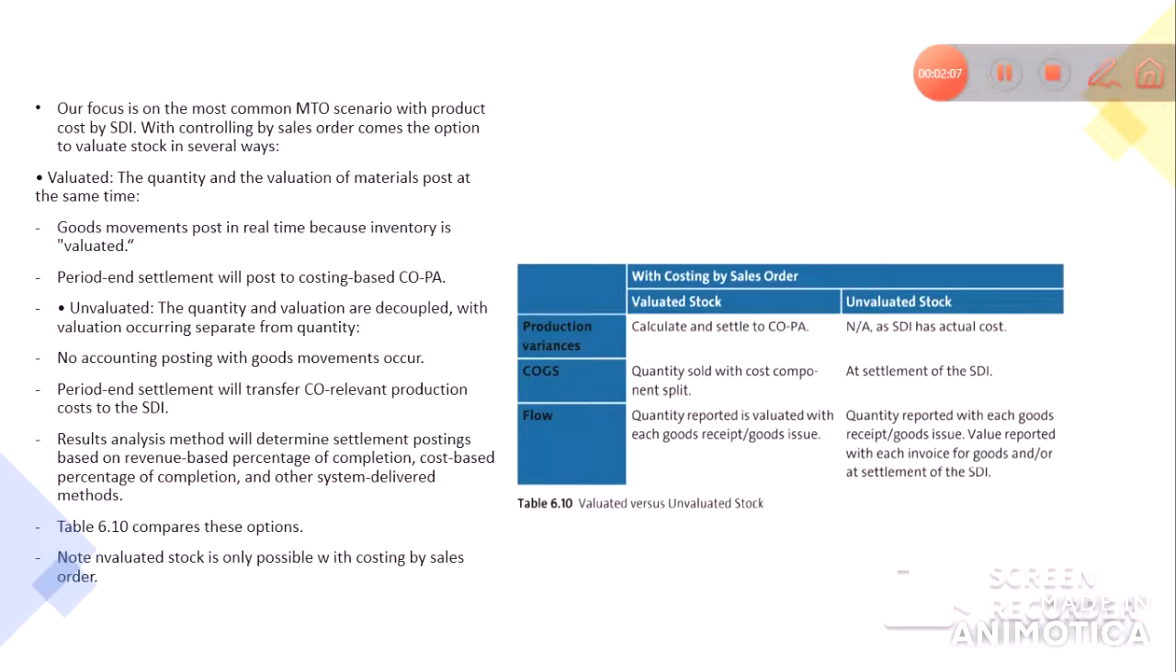So in unvaluated stock at settlement of the SDI, the flow is quantity reported is valuated with each goods receipt or goods issue. So in unvaluated stock, quantity reported with each goods receipt or goods issue, value reported with each invoice for goods or at settlement of the SDI. So valuated versus unvaluated stock. In this table we can compare how the valuated stock works with costing by sales order and how unvaluated stock works with costing by sales order.